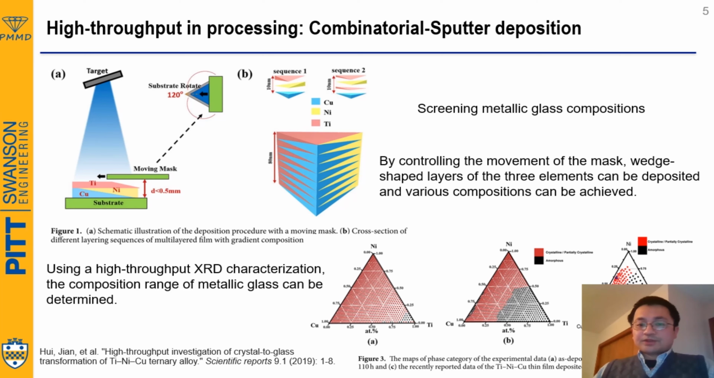Another process is using the sputtering technique. Basically, you can deposit different layers of film, and you can also control the deposition of the film at different locations. Therefore, you have a composition variation or composition gradient spread across the whole deposited film. And then you can use XRD or some other types of methods. You can determine the phase stability and identify different phases. So that's another interesting method that we use very often nowadays.